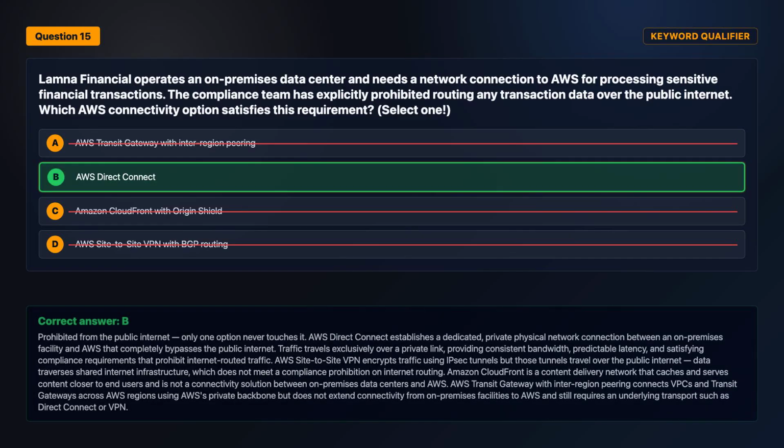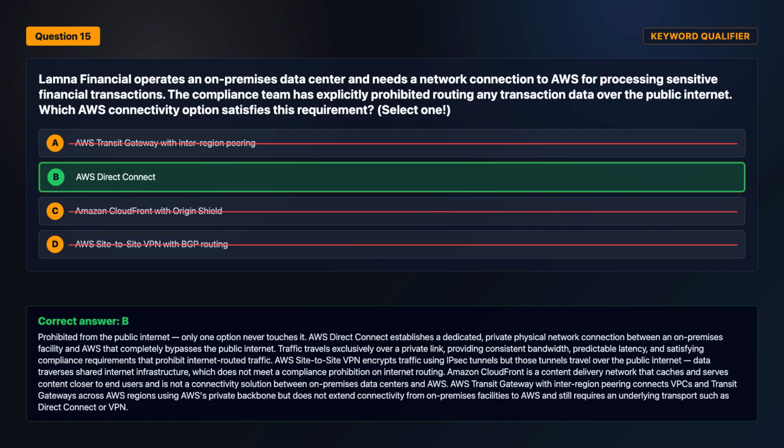The correct answer is option B. Prohibited from the public internet, only one option never touches it. AWS Direct Connect establishes a dedicated, private physical network connection between an on-premises facility and AWS that completely bypasses the public internet. Traffic travels exclusively over a private link, providing consistent bandwidth, predictable latency, and satisfying compliance requirements that prohibit internet-routed traffic.